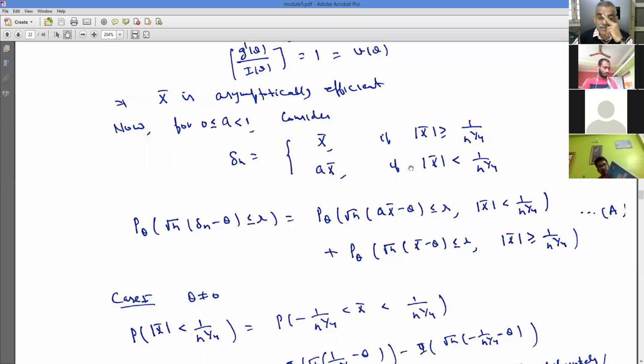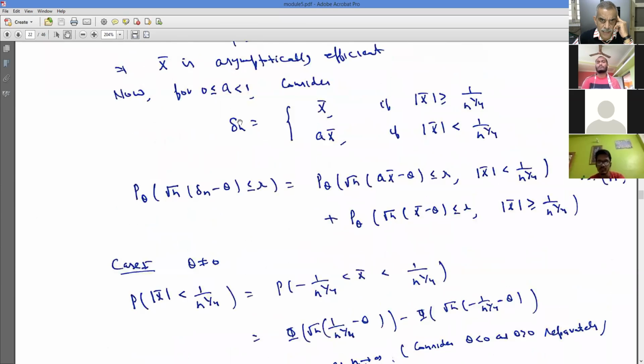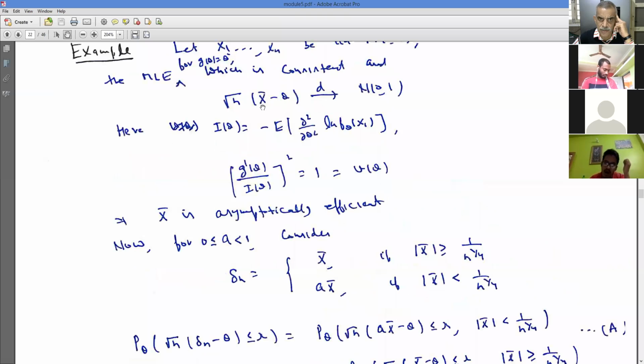Now note that this estimator is almost the same as x bar, at least intuitively it looks like, because as n goes to infinity, this set would be almost zero. So I try to show what is the probability that root n times delta n minus theta is less than or equal to x, which was the asymptotic distribution of x bar also.